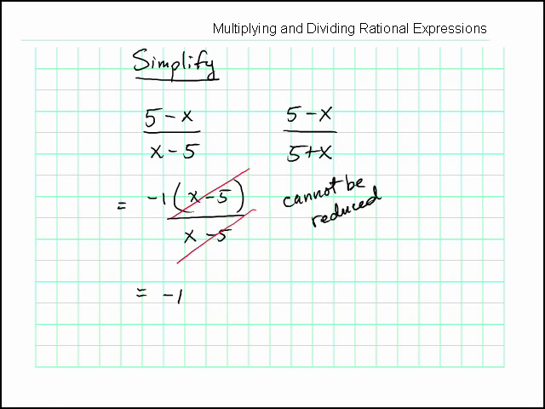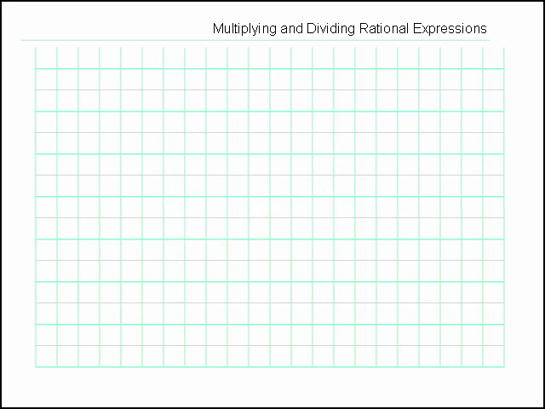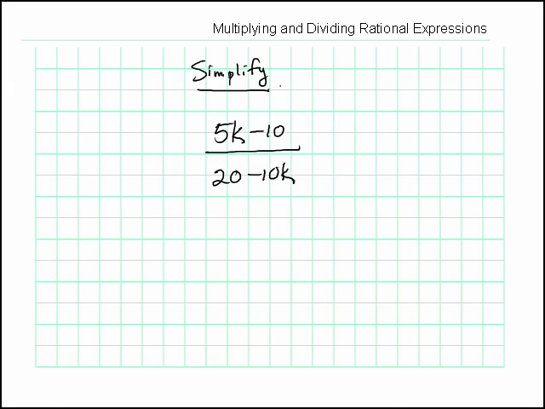And we've got one more example, and it is right here. Simplify. We've got 5k minus 10 over 20 minus 10k. So I'm going to factor everything first. I'm going to factor a 5 out of the numerator. I can factor 10 out of the denominator. Leaves me 2 minus k.